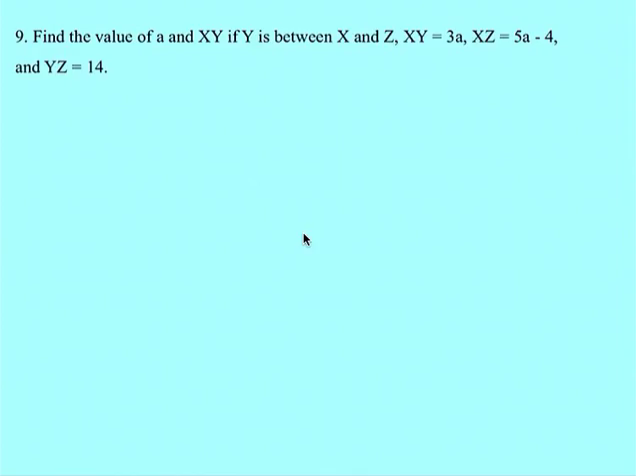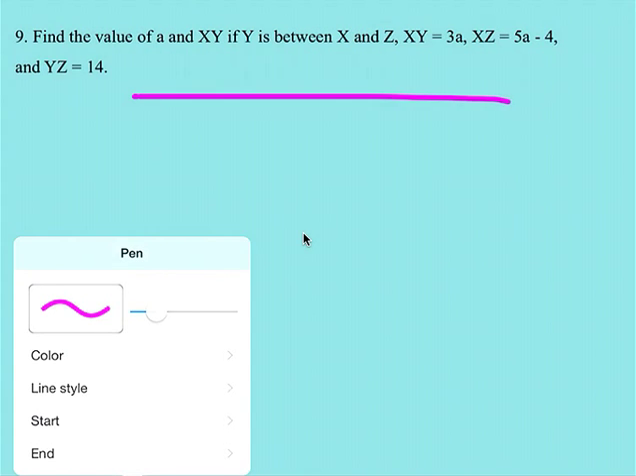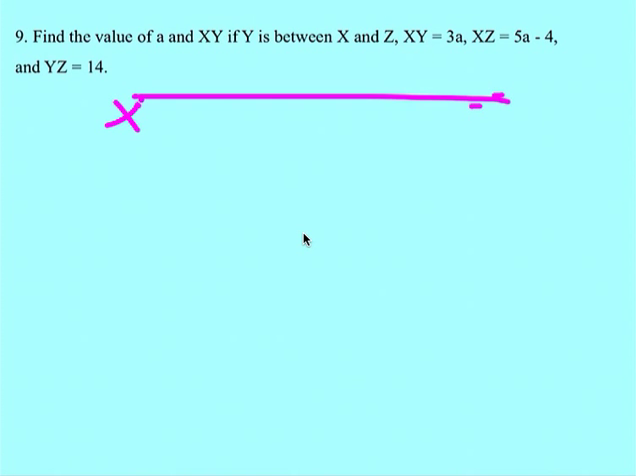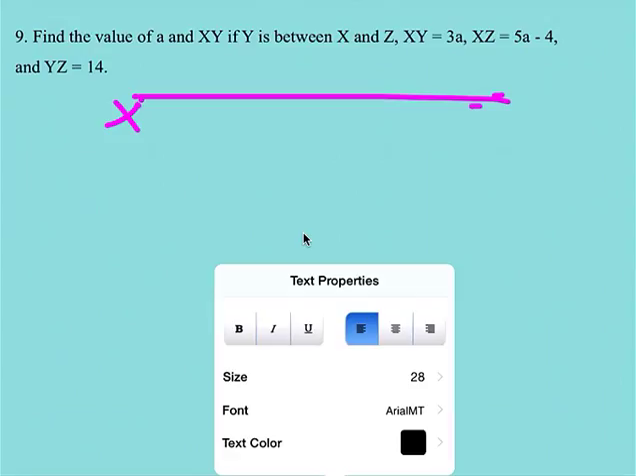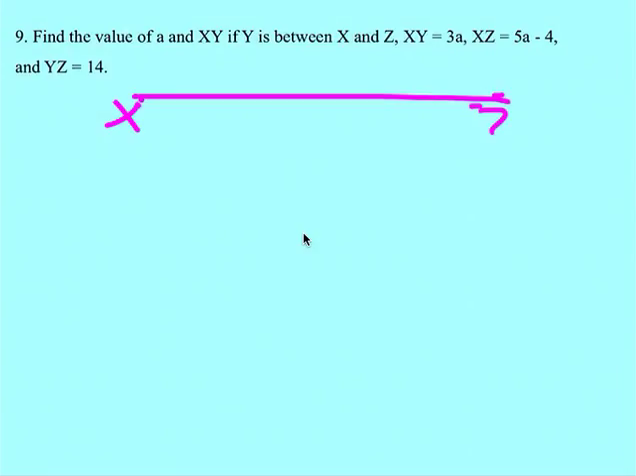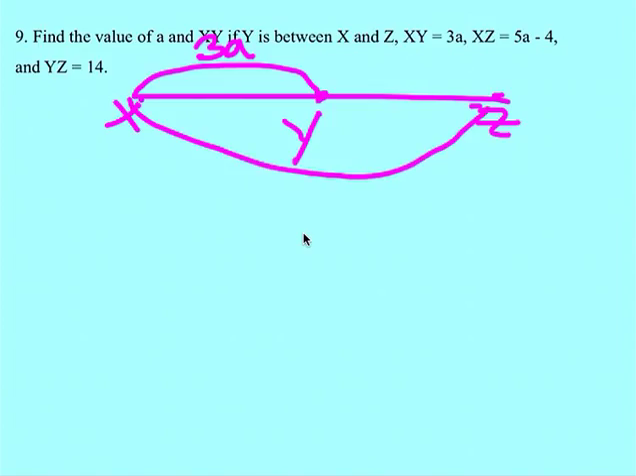So let's go ahead and find the value of a and XY if Y is between Z and X. So we're going to make X and Z the endpoints. X and Z are my endpoints, and Y is my middle point. Okay, so XY, it tells me, is 3a. XZ, this whole thing, is 5a minus 4, and then YZ is 14.